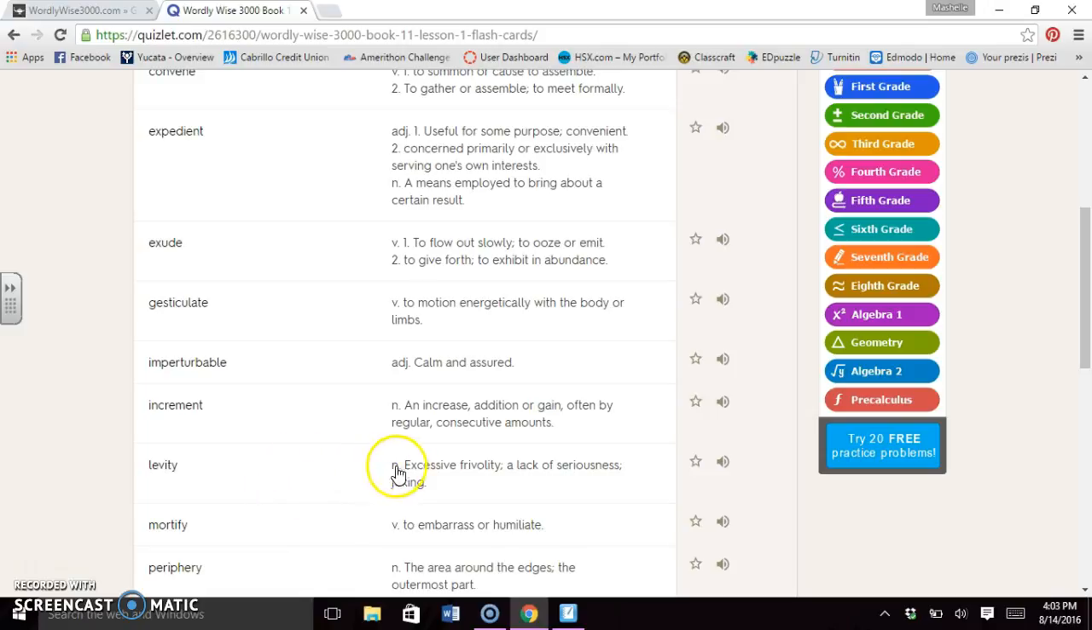Levity is a noun. It's excessive frivolity or a lack of seriousness and joking. So the idea, yes, that you have someone that jokes a lot, but that is a different word. This is more the noun aspect. So this is the person themselves that is the joker, the person that isn't very serious, that they are excessive and frivolous in that and lacking that seriousness, and not necessarily doing it in the right appropriate way. But they're doing it to be funny, but it's the noun aspect, not the verb aspect.